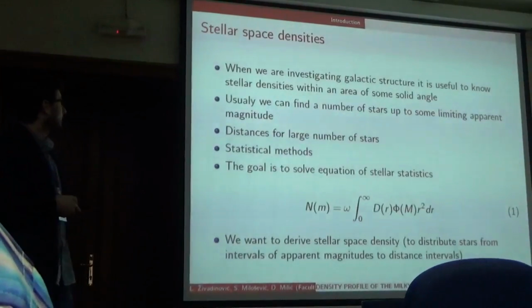Also, when we are dealing with a large number of stars, we need to use some statistical methods, because we cannot derive the distances for a large number of stars in some solid angle. So the main goal is to solve the equation of the star statistics. This is the equation, and we want to derive star space densities, actually to distribute stars from some range of apparent magnitudes to distance intervals. So if we apply Monte Carlo method, we can do that.